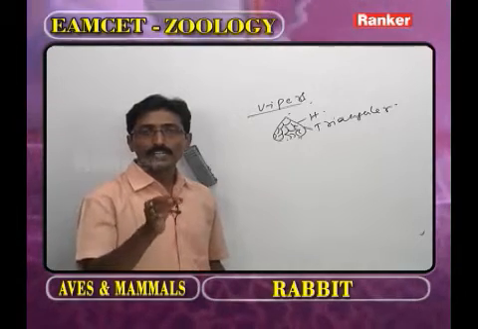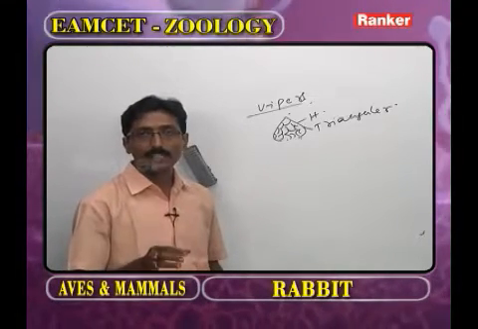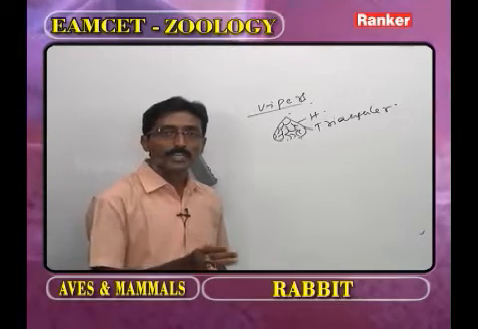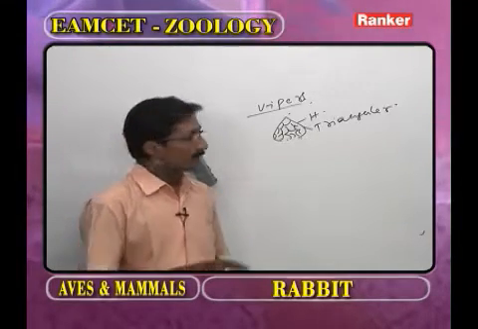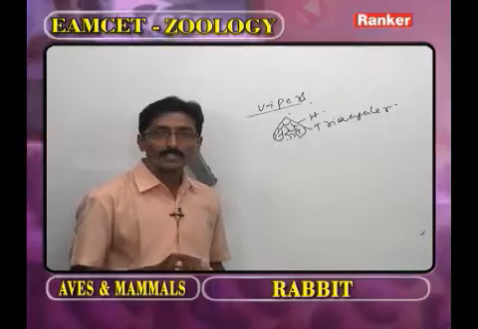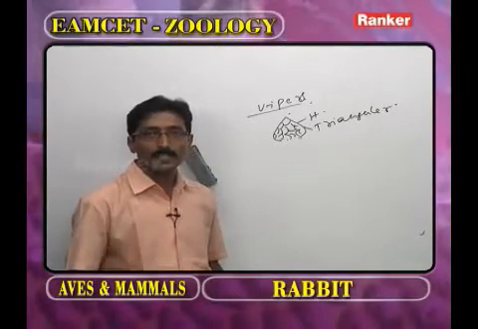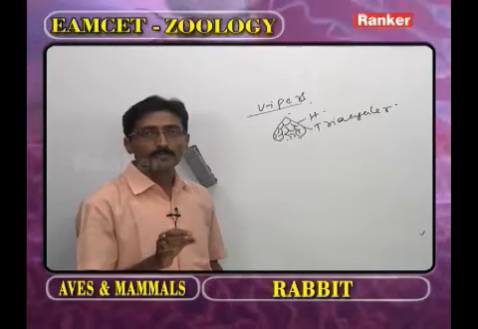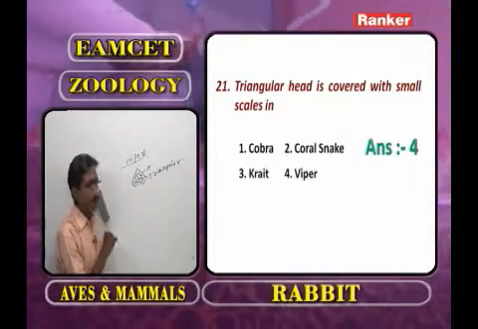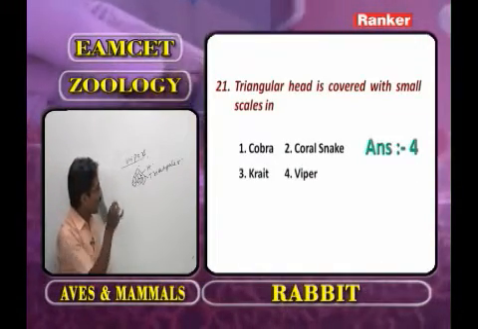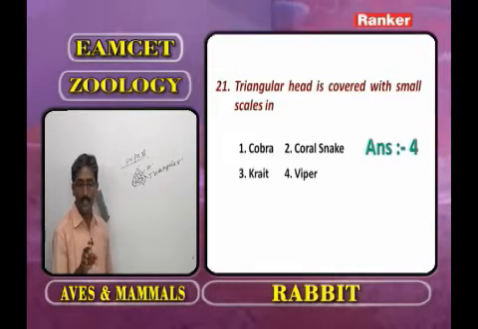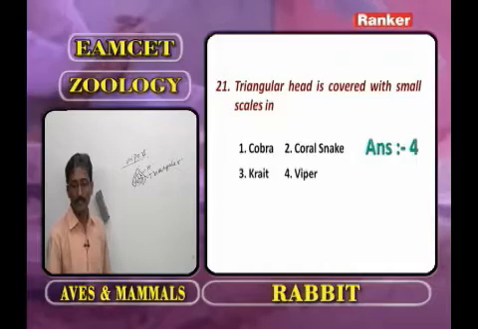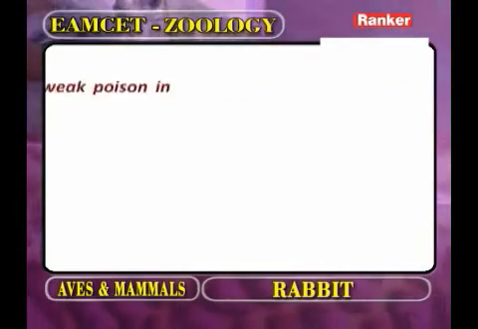What are the examples for the vipers? One is Russell's viper. The second one is Echis carinata. The third one is Trimeresurus. Again repeating, the examples for the vipers: Russell's viper, Echis carinata, and Trimeresurus. In all vipers, the head is triangular and covered by small scales. Now based on this information, what is the answer? The vipers. Now we go for the next question.